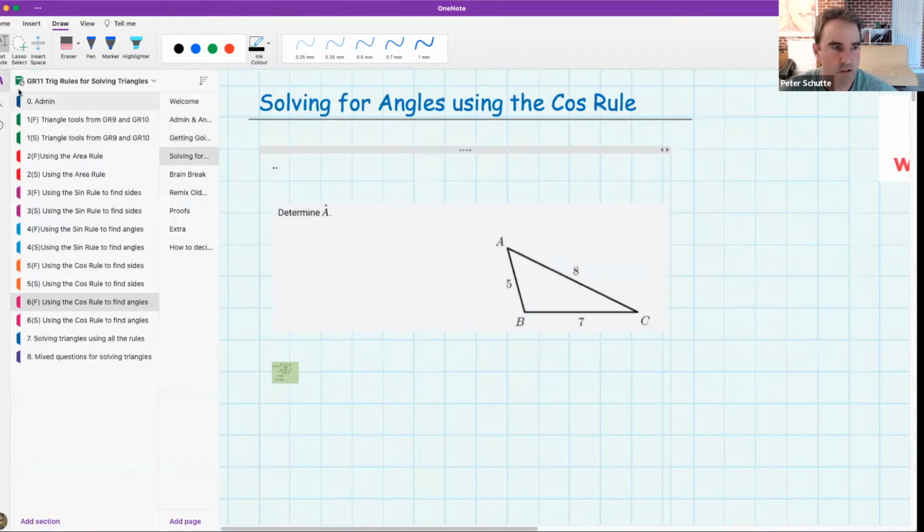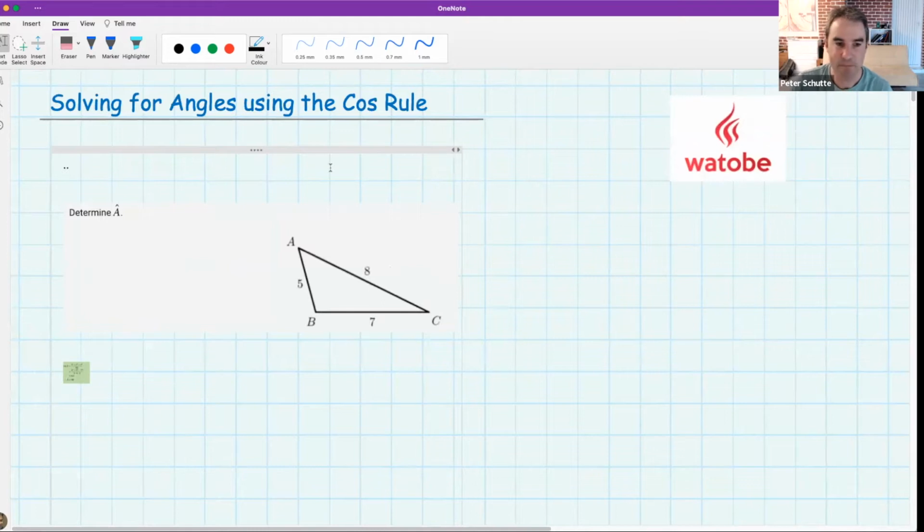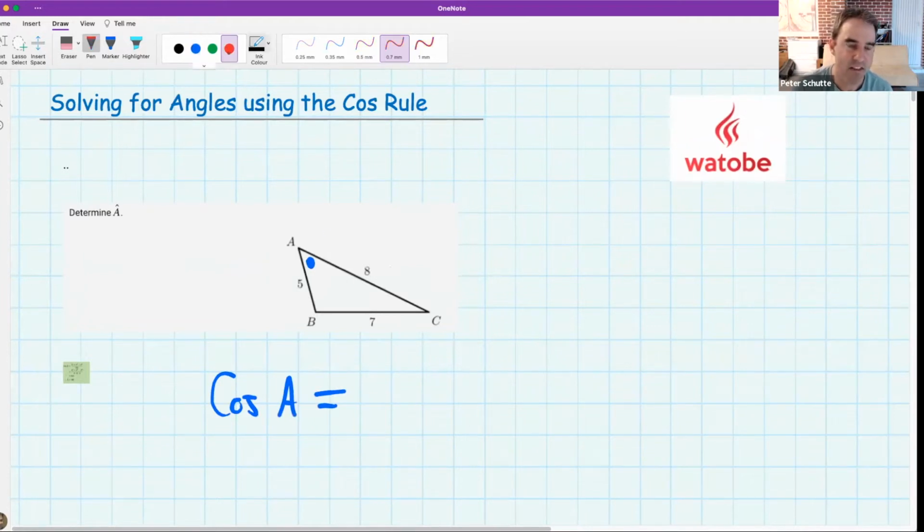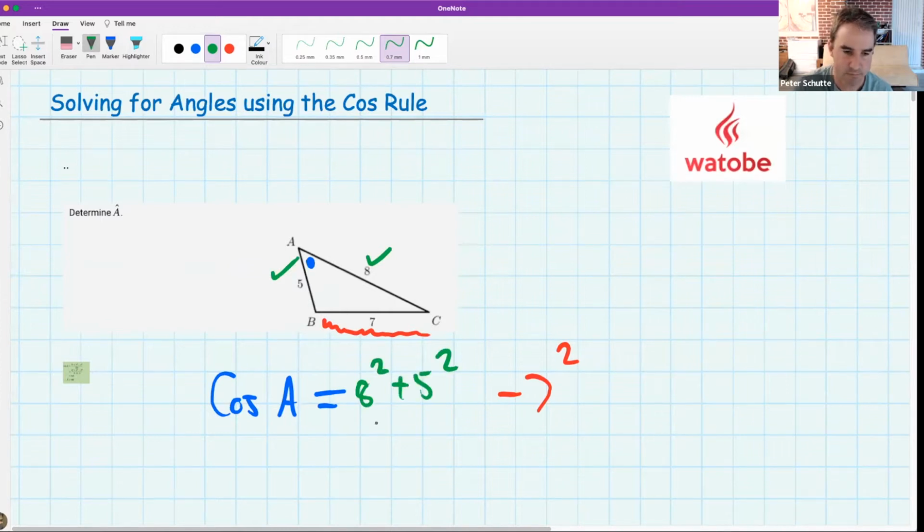All right. So here is the same question that I just did with you, and I'm going to do it the shorter way. So here is angle A that I'm looking for. I'm going to use the cos rule, but in its angle form. I'm going to write cos of A equals. Now, the side that I know is a negative is this one over here. So I'm going to put -7 squared there. Then the other parts that I know are squares are just the 2 other sides. So I get 8 squared plus 5 squared.